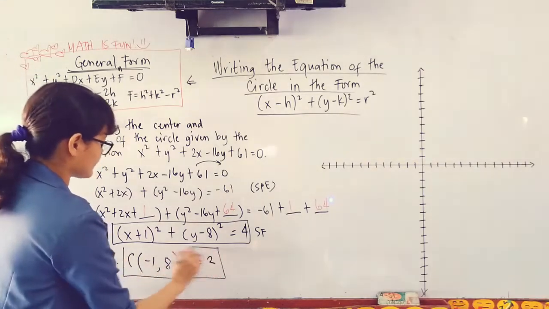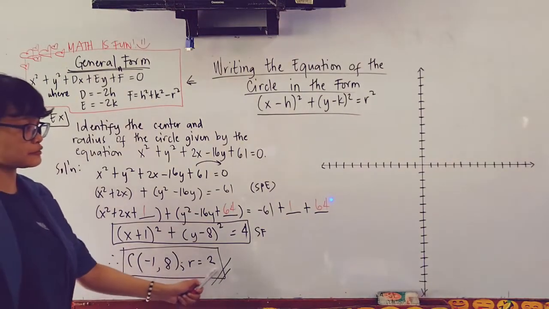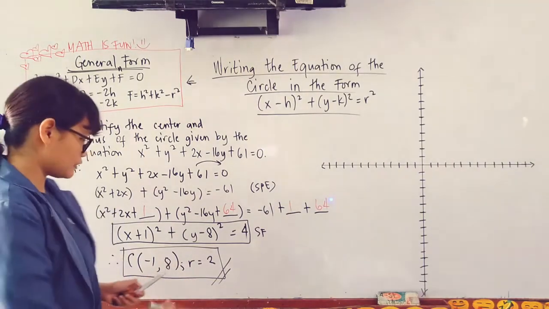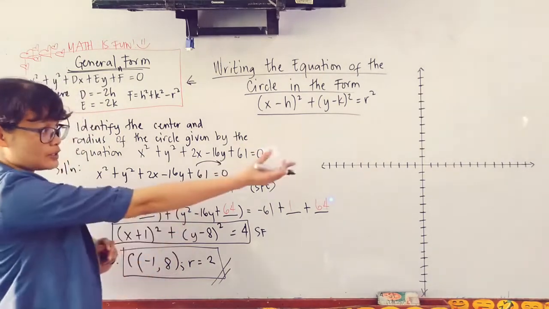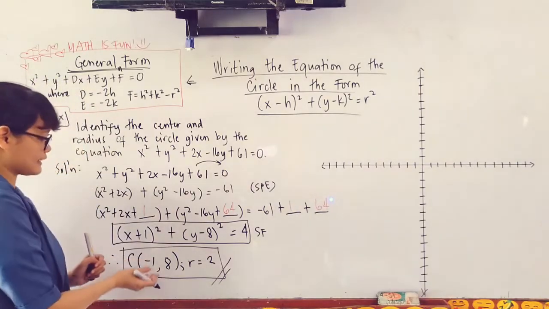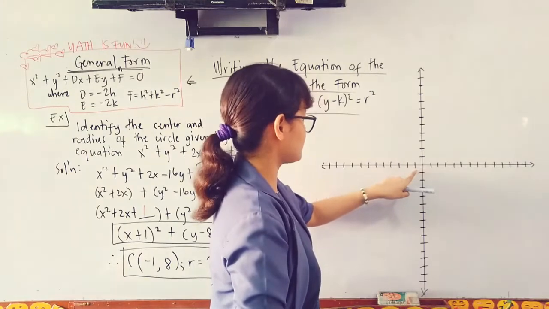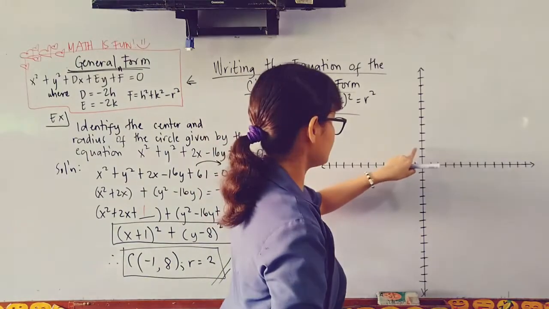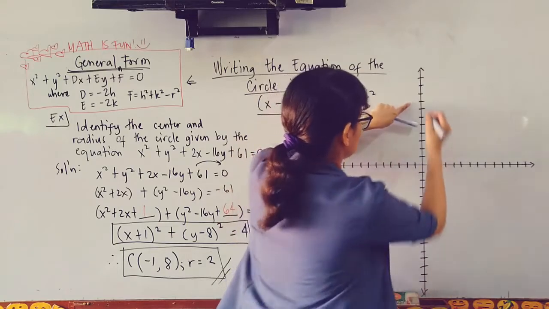We've got it. Given the center negative 1, 8 and r equal to 2, we can already plot these on the Cartesian plane and draw the circle. Let's plot negative 1, 8. It is in quadrant 2. So, negative 1, then 1, 2, 3, 4, 5, 6, 7, 8.